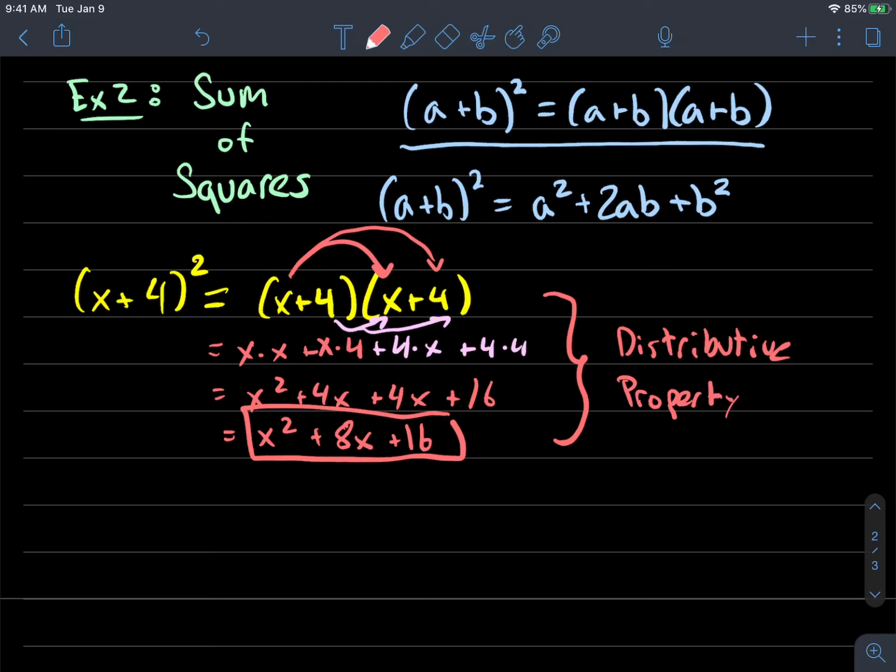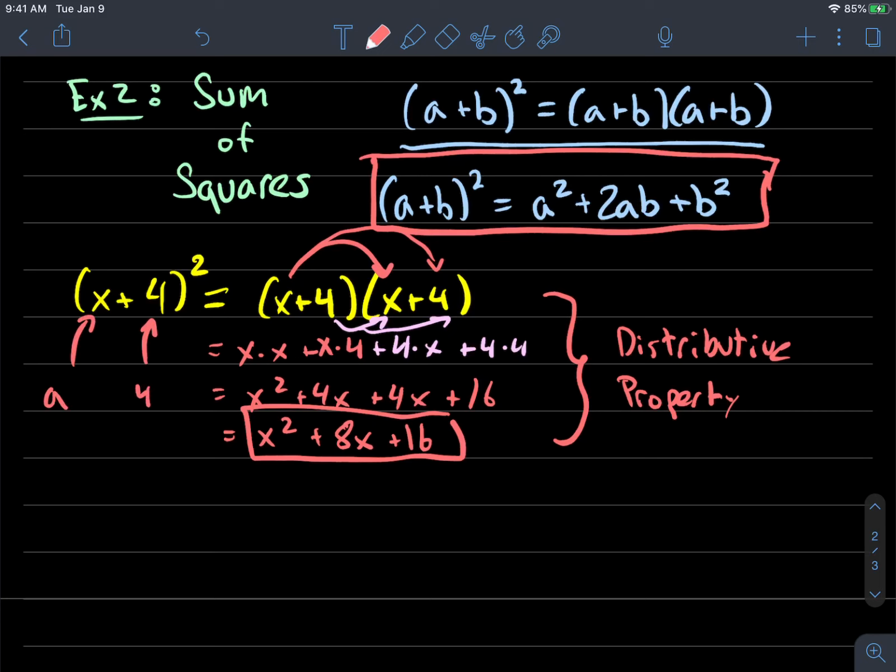Okay. Now we use the little trick up here, which I want you guys to remember. Let's identify our a and b. Our a is x, and our b is 4. So if a equals x and b equals 4, we need to find our a squared. That's going to be x squared, and we have to find b squared. That's 4 times 4, which is 16.